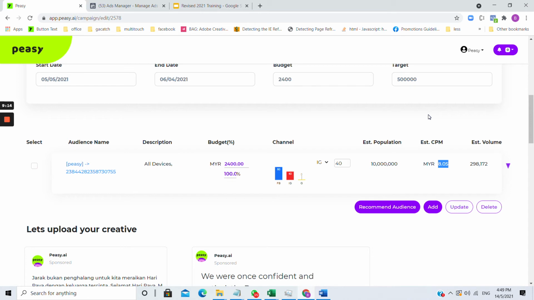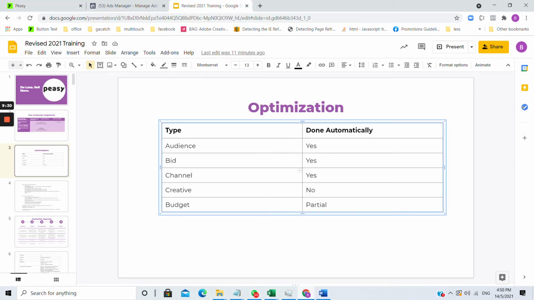So all this bid optimization is done automatically. It would constantly monitor the auction report to ensure that our bid is competitive. It would ensure that the bid is set in such a way that we can achieve more results for less spend. So all of this optimization is done automatically: audience, bid, and channel. So you do not need to constantly log into Facebook or log into Peasy and continuously monitor your campaign performance. You can entrust Peasy to do all of this automatically for you.